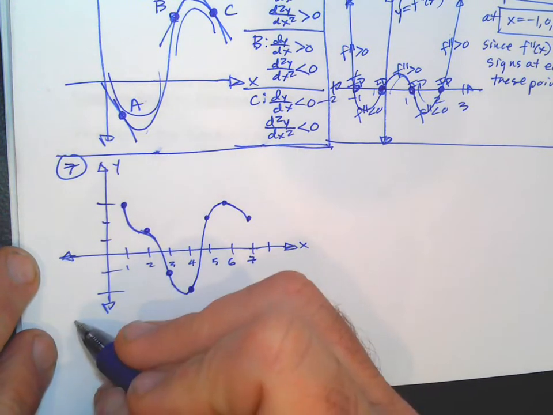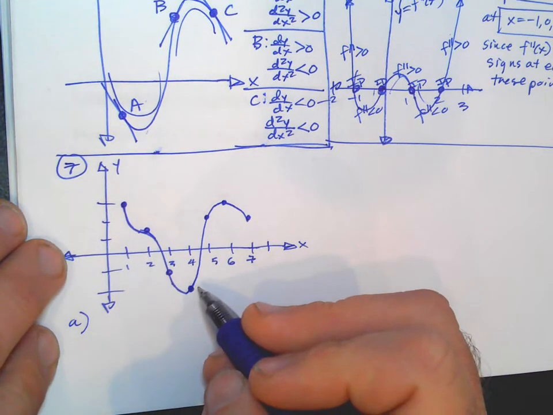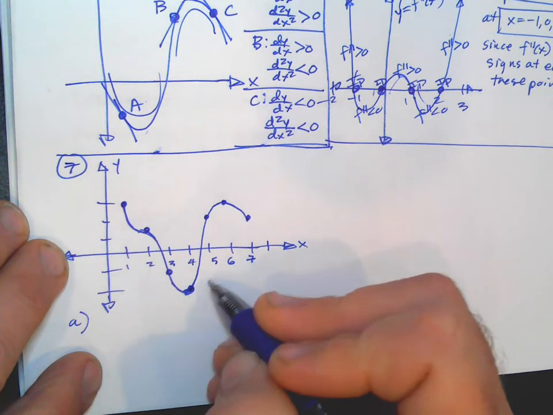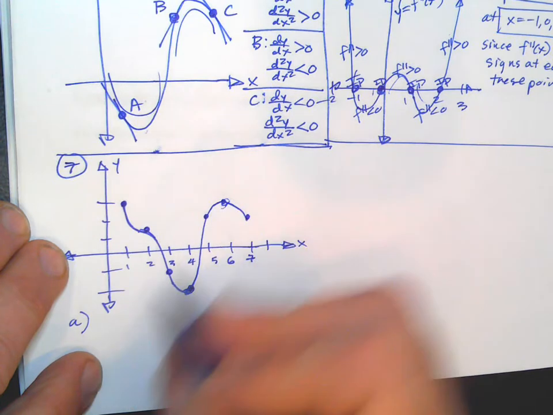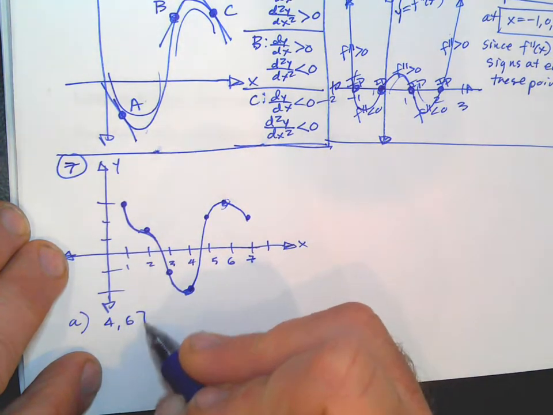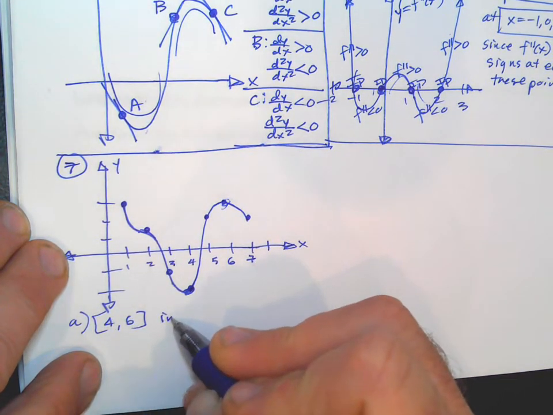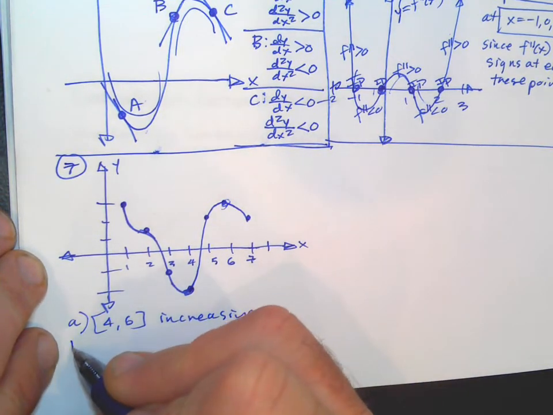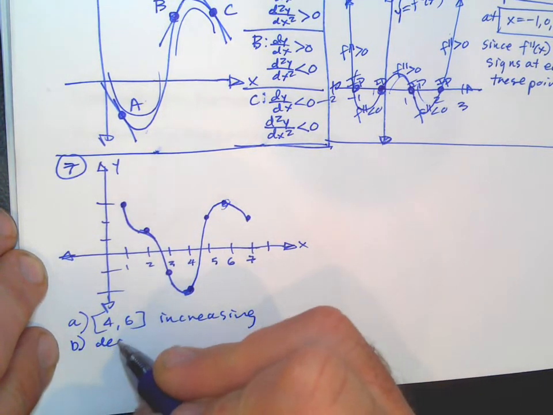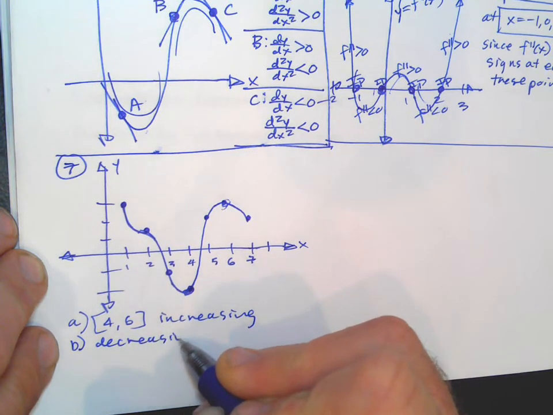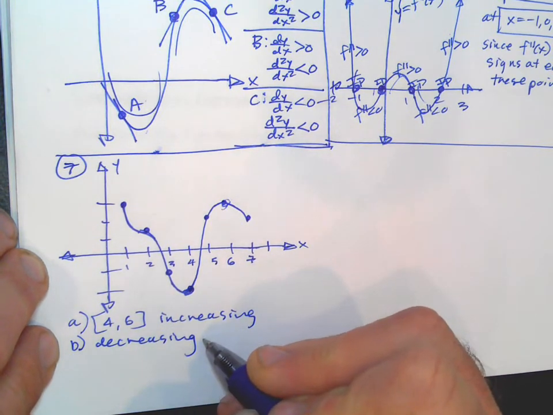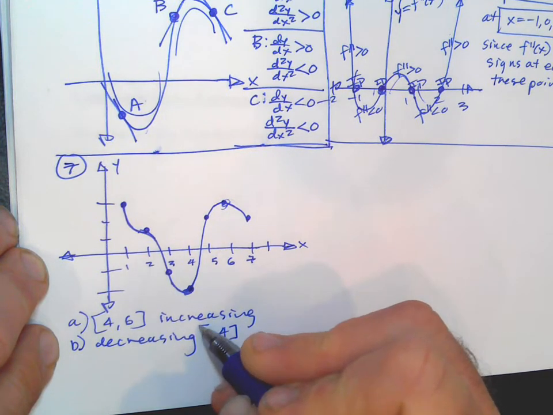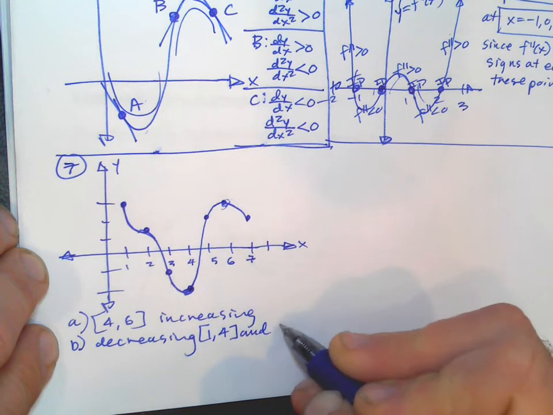A says find the intervals in which f is increasing. So this is kind of like what we did in class. We're going to say 4 to 6, and we include the endpoints. From 4 to 6, it is increasing. That's the only chunk. B, where is it decreasing? Well, it's decreasing from 1 to 4, including the endpoints, and 6 to 7.